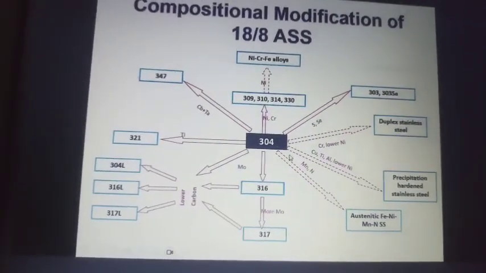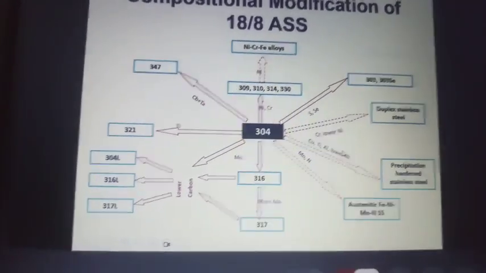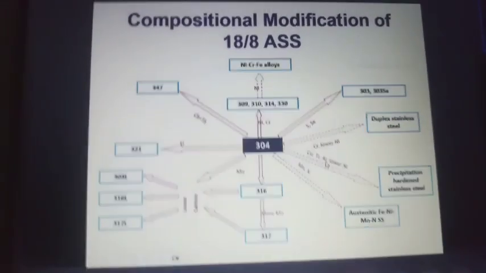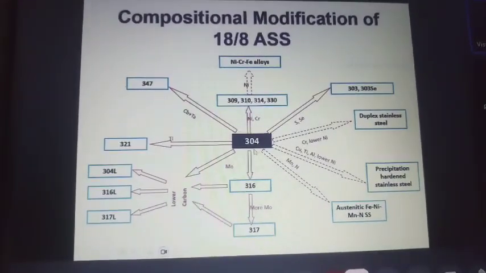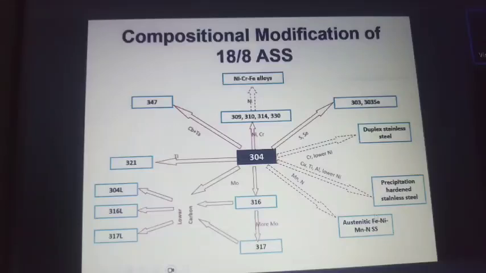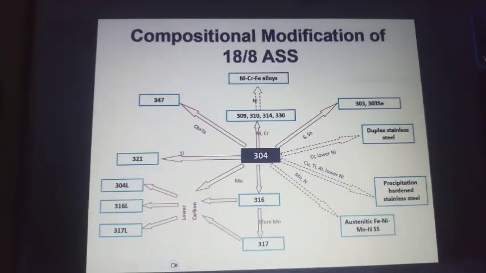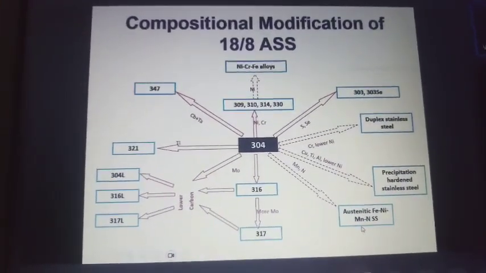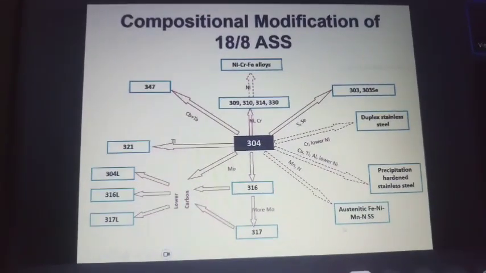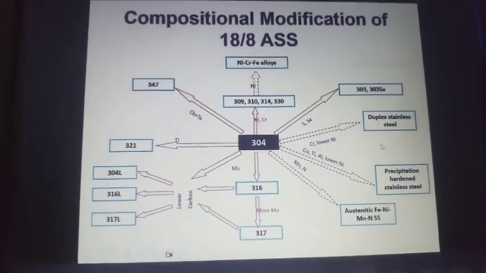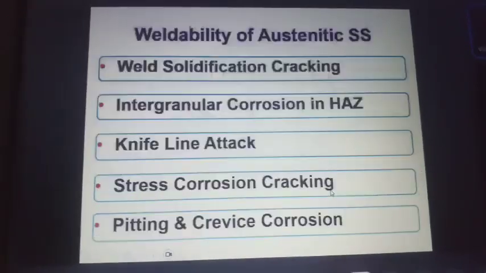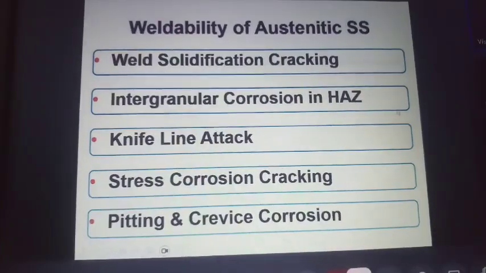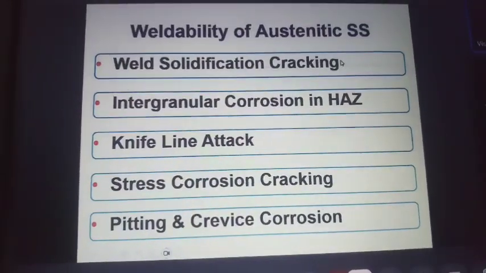Now, when you lower nickel, then add copper, titanium, and aluminum, this becomes a precipitation hardened stainless steel. Then you add manganese and nickel, this becomes a manganese stainless steel. Austenite is more with manganese, and nitrogen. So this is an overall broad view of the austenitic stainless steel family.